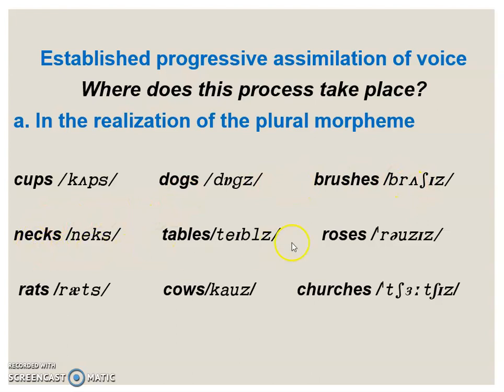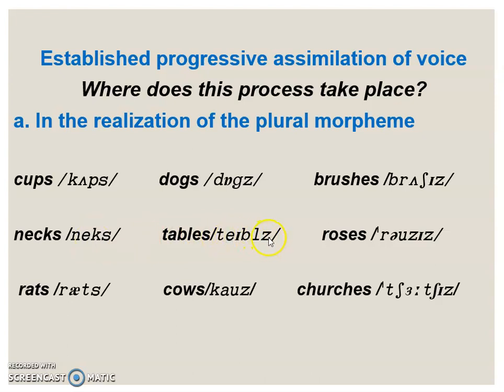Now let's practice with the next words. Neck, necks, right? So this is a case of established progressive assimilation of voice in the realization of the plural morpheme, which is realized as a voiceless sound s, because the previous sound is voiceless too. Now, we just saw that sh is voiceless. So here we have to say that it's realized as a voiceless sound because the previous sound is a voiceless, non-sibilant sound.